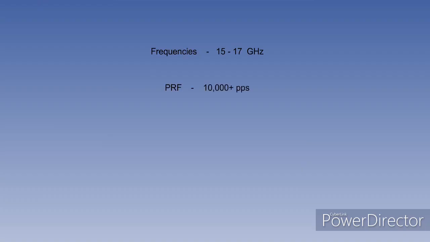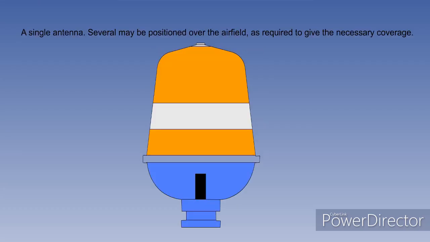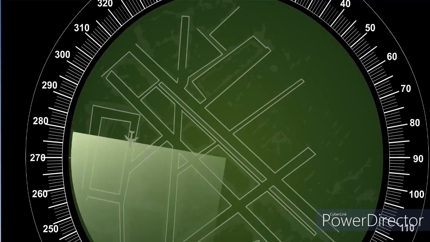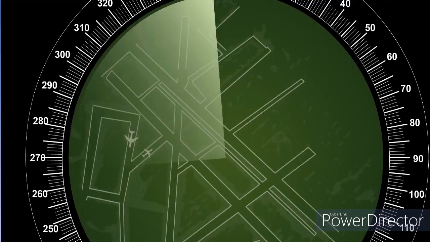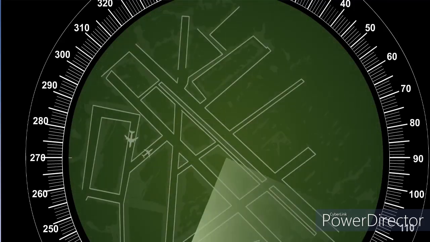PRFs are 10,000 pulses per second or more. Pulse lengths are 3/100th of a microsecond. Aerial rotation rates are about 60 RPM. The range is 5 nautical miles. The range will be tailored to the size of the airfield, and coverage may be achieved by using 1 or more antennae. Images are so detailed that it is sometimes possible to distinguish between different types of aircraft, and even to identify debris on a runway.